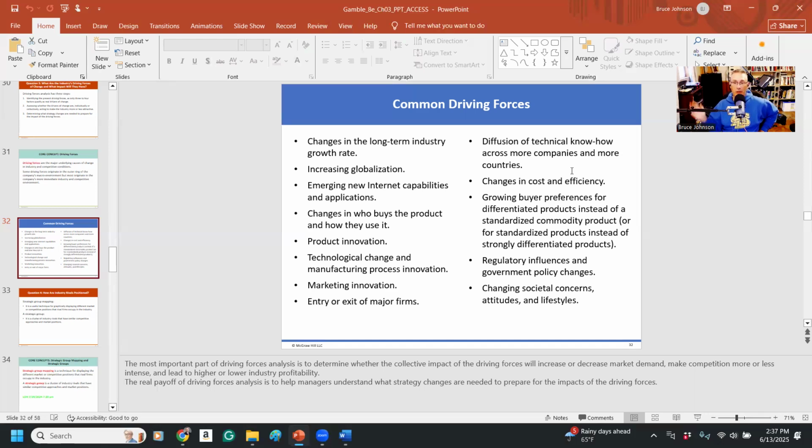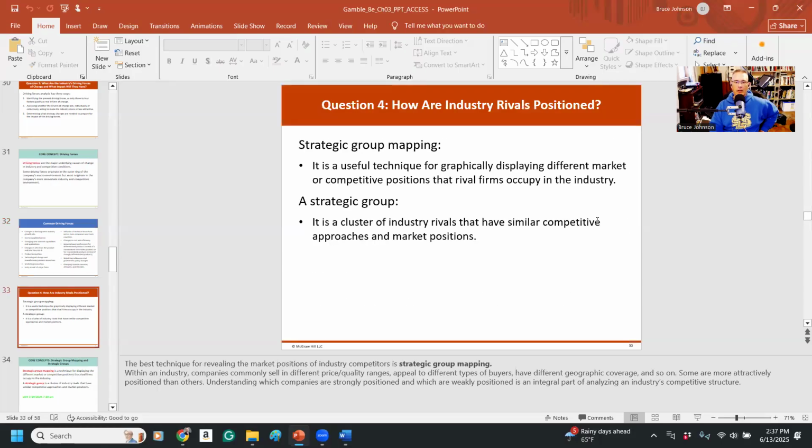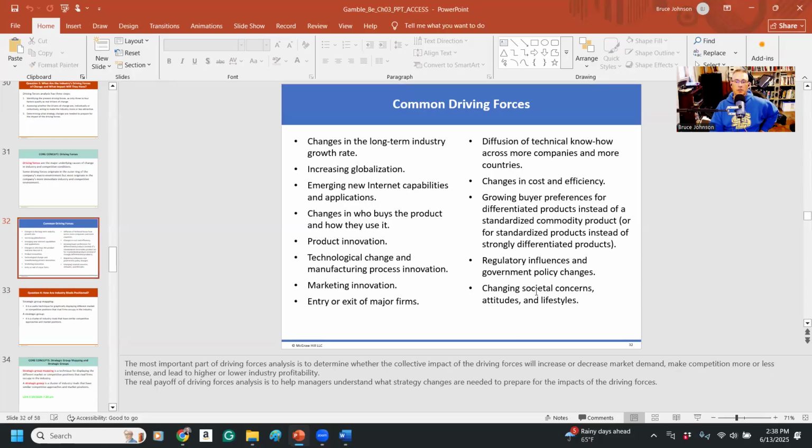Costs might go up or they may shrink because production of raw material becomes much easier or more accessible to more people. Growing buyer preferences for differentiated products instead of a standardized commodity or commoditized product. Regulatory influence and governmental policy change, and changing societal concerns, attitudes, and lifestyles.